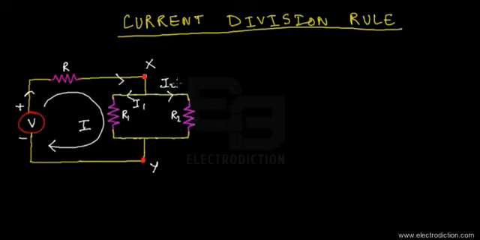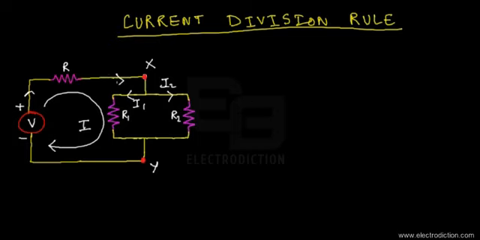We know that the current divides at these points whenever it encounters parallel branches of resistors, or other kinds of circuit elements as well. But how does the current divide? That's exactly what we're trying to find here. If we need to find the magnitude of these divided components of the original current that passes through the circuit, then we need to use the current division rule.